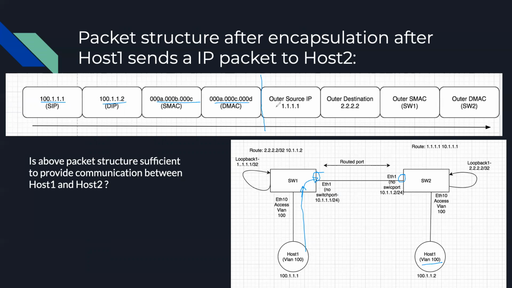Source IP, destination IP. Yes, source IP, destination IP, right? This is the tunnel loopback IP here, and here this is the loopback IP, right? So basically to tunnel the packet, we will add source IP and destination IP. What else? The layer 2 headers, source MAC and destination MAC, on top of that, right? Is this sufficient?